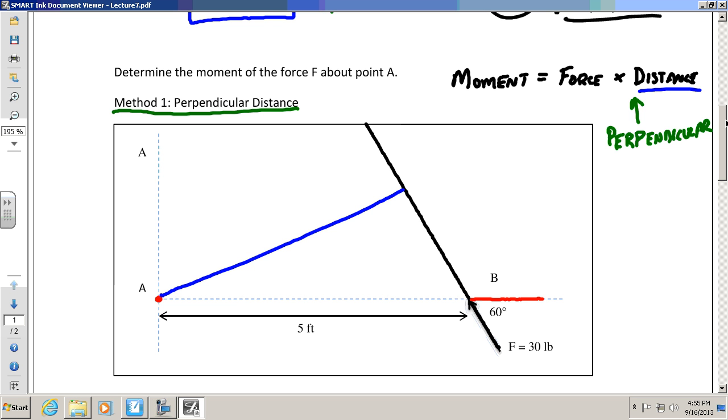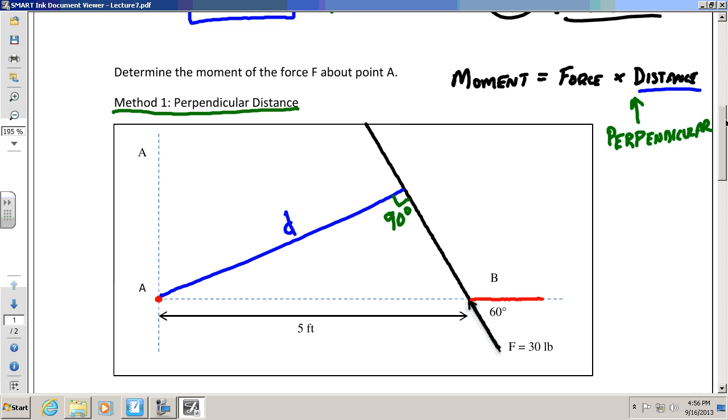Something like that. Now, how do I know that's perpendicular? Well, I just said it is, and I would write this. I would say, oh, that must be a right angle. That must be 90 degrees. See that? That's a perpendicular. This blue line D is the perpendicular distance between point A and the line of action of the force.